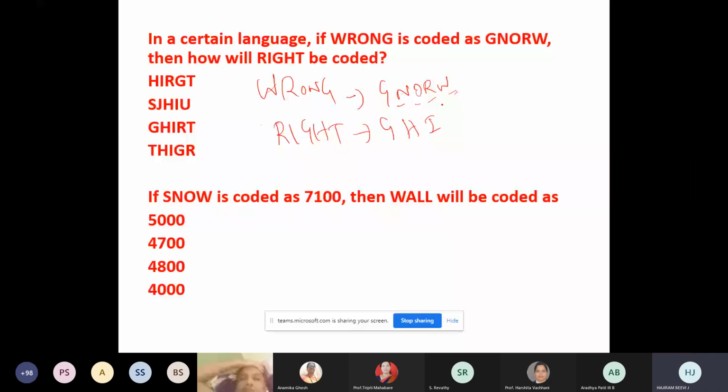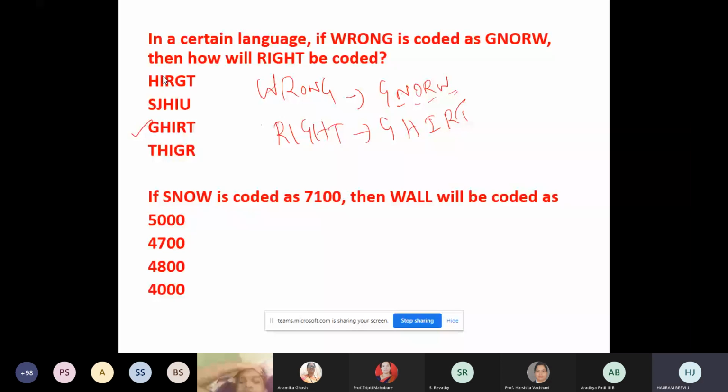Next one: if snow is coded as 7100, then how will wall be coded? Here they are following the position value of the alphabets.